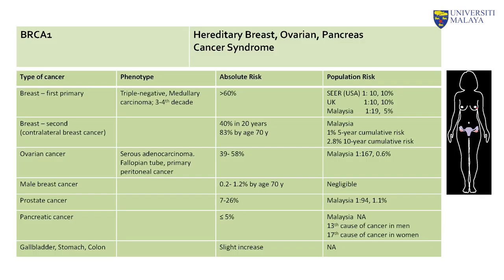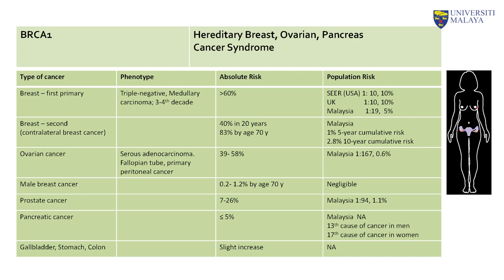The first gene is BRCA1, of the hereditary breast, ovarian, pancreatic cancer syndrome. The associated cancers include first primary breast cancer, which is usually triple negative, medullary subtype, and usually occurs in the 3rd to 4th decade. The absolute risk by age 70 ranges between 57 to 65%, and you can see the difference between population risk in the US, in the UK, and in Malaysia. Therefore, this is a 10-fold increase in risk.